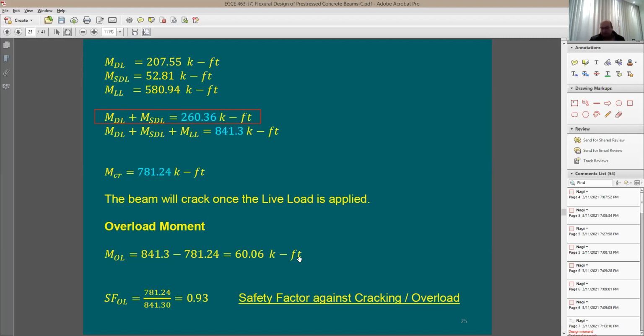So, okay, simple analysis, I guess. What is the safety factor now against cracking? You're going to be taking this load here, 781, which is the cracking load, and you divide by the total load. It's going to be 0.93. This means that this beam here is meant to crack under service load.